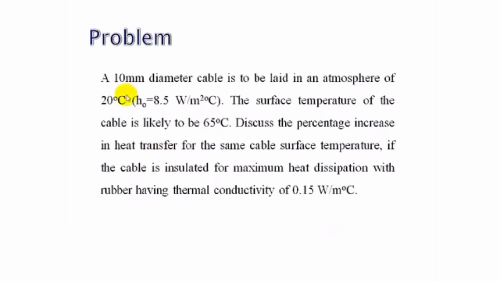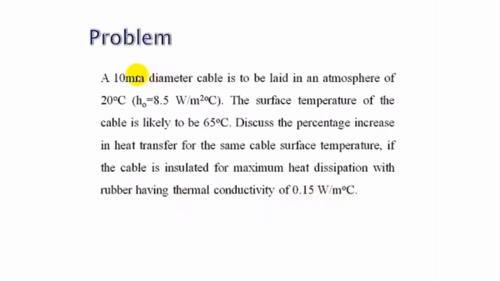A 10 mm diameter cable is to be laid in an atmosphere of 20 degrees centigrade with h0 equal to 8.5 watts per meter square degree centigrade. The surface temperature of the cable is likely to be 65 degrees centigrade. Discuss the percentage increase in heat transfer for the same cable surface temperature if the cable is insulated for maximum heat dissipation with rubber having thermal conductivity of 0.15 watts per meter degree centigrade.